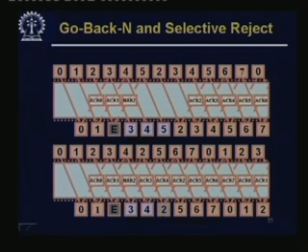Go back in and selective reject. So, these are the diagram for the two. We already know what these are. So, this is the go back in. So, acknowledgement, then the frame number 2, which is actually the third frame, came in an erroneous fashion, error was detected and a negative acknowledgement was sent.